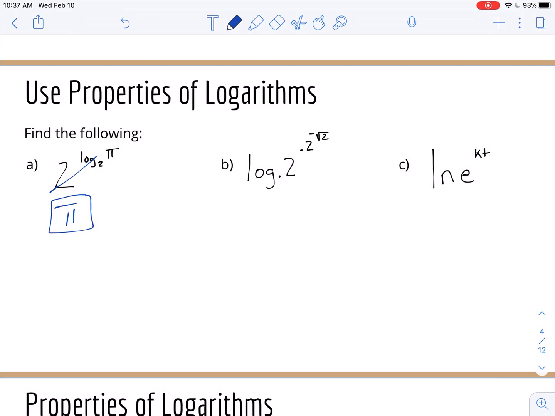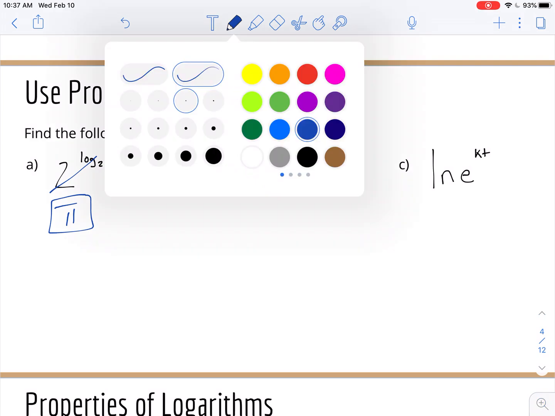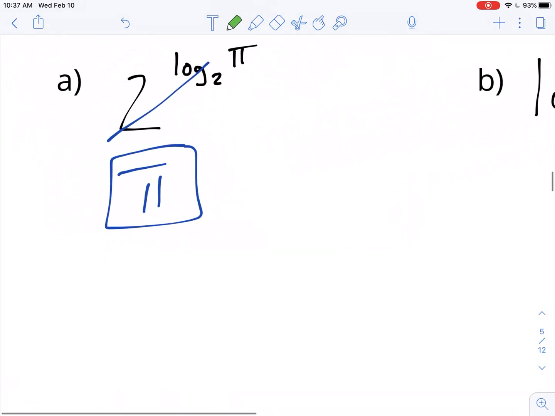But you might be asking, why is that? Why can I just go through and cross that out? Some people aren't satisfied with just the ability to cross that out, and it's good to question it. I'm going to rewrite this. I'm going to say that this is 2 to the log base 2 of pi. And then I'm going to do what I did in earlier notes. I'm going to arbitrarily write this equal to x, which I'm totally allowed to do.